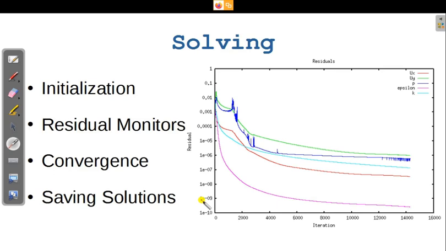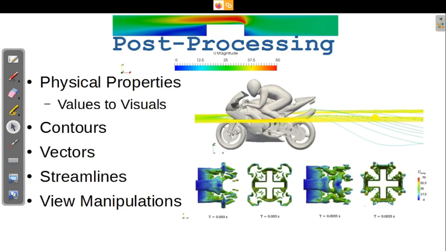Once you satisfactorily come to the conclusion that your solutions have converged, the next part is to save your solutions. You have to do it then and there, so that if there is a power shutdown or any technical glitch, you will always have a backup from where you can start your simulation and again reach your convergence. That's why saving solutions is a mandatory process. So we have seen solving.